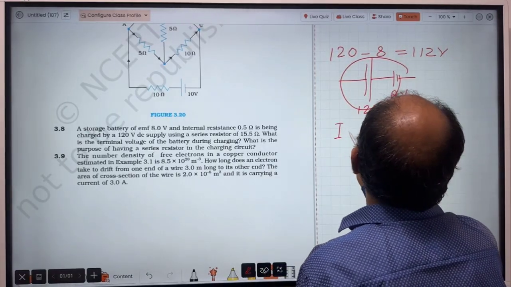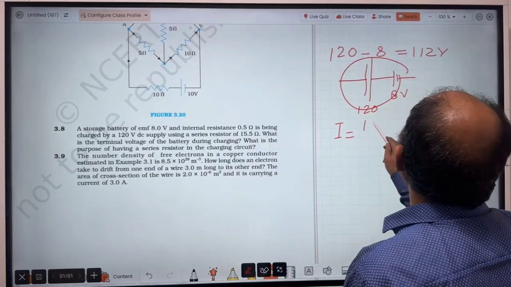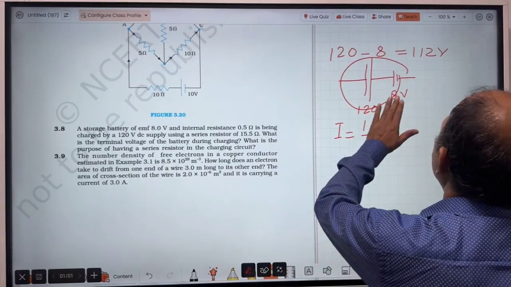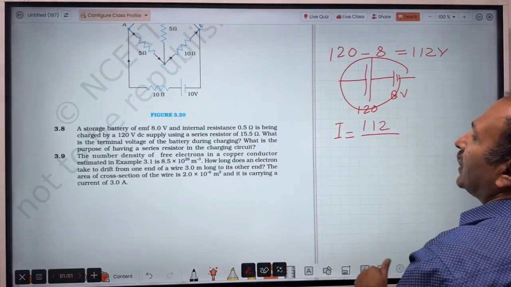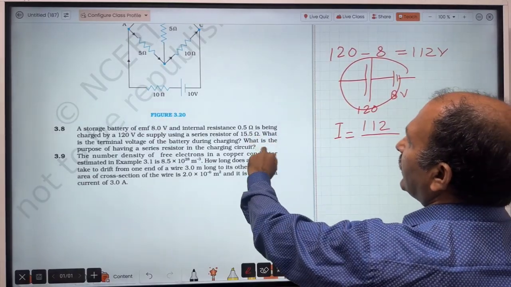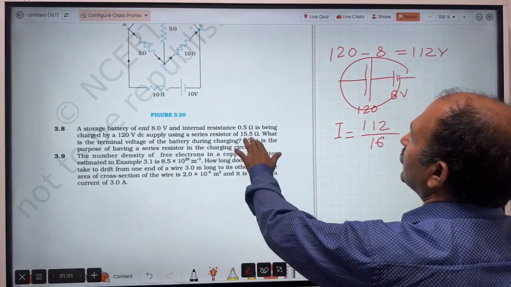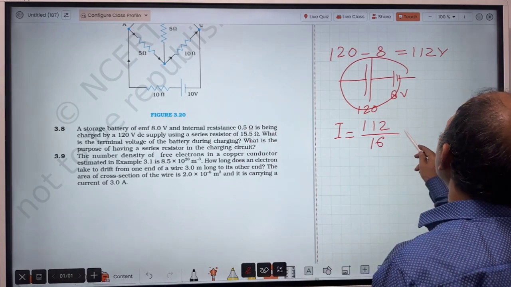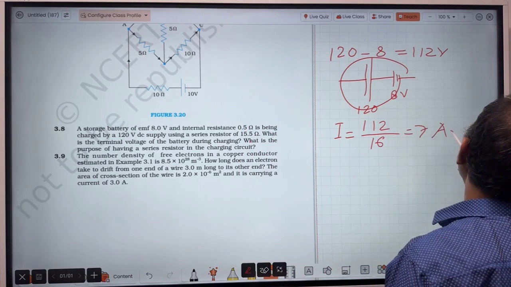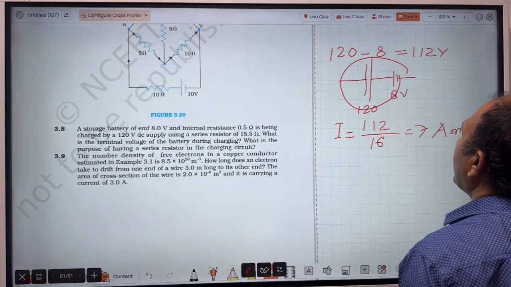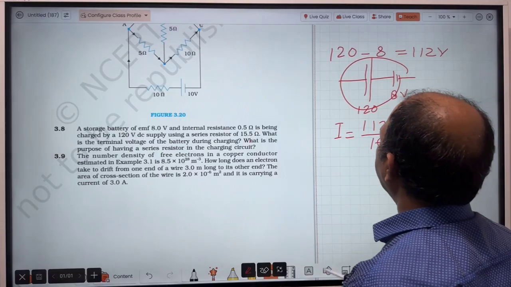So what current is flowing? 112 volt is the total voltage, and the total resistance is 0.5 and in series 15.5. So 15.5 plus 0.5 is 16. So 7 ampere current will flow. There is no problem up to here.